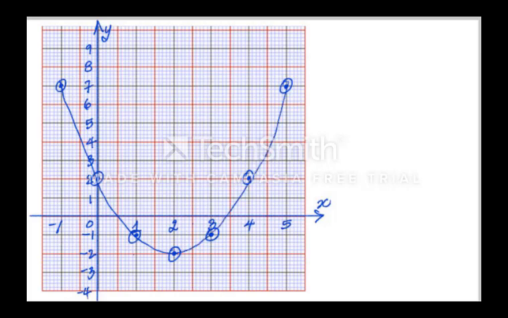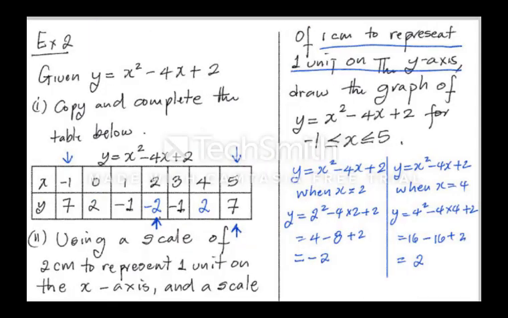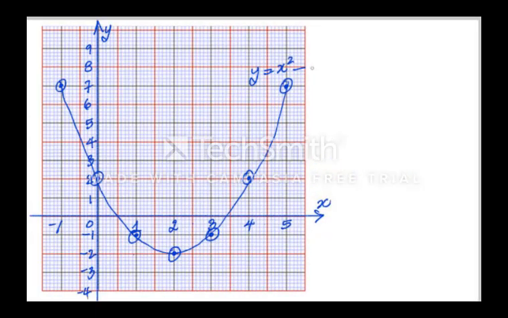All right, that's the second half of my curve. And as I said to you, the curve must be drawn by freehand. After you draw your curve, you need to label the curve. So this is the graph of y is equal to x squared minus 4x plus 2.